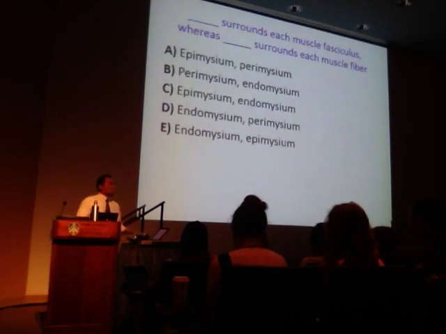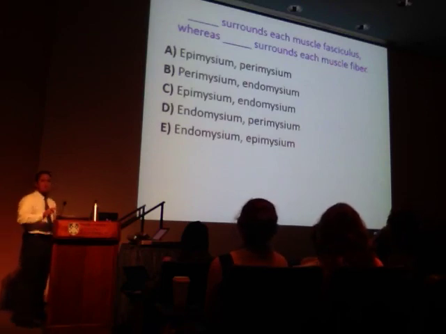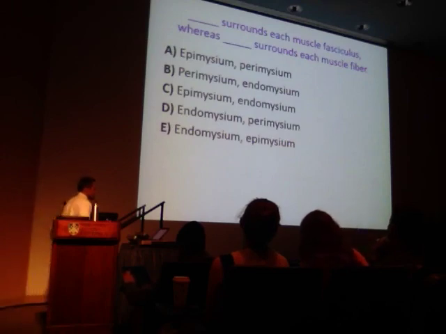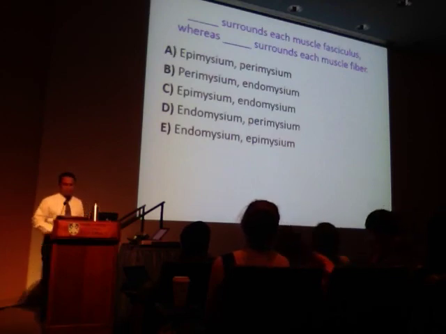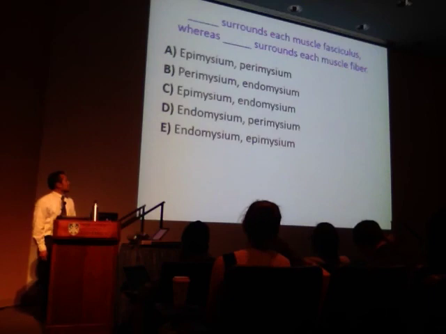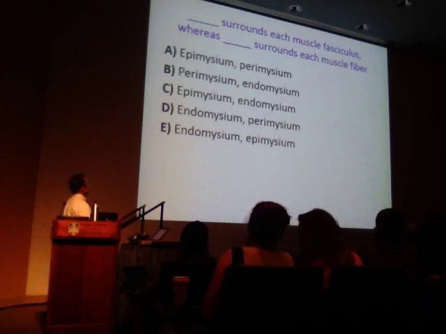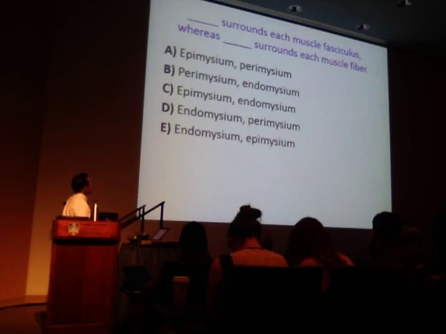Okay. So a couple questions as we wrap up this segment, and then we're going to be doing this stuff again in the next lecture. What blank surrounds each muscle fasciculus, whereas blank surrounds each muscle fiber? What's the answer? B is the answer. So it's perimysium surrounds each muscle fasciculus, and the endomysium surrounds each muscle fiber.